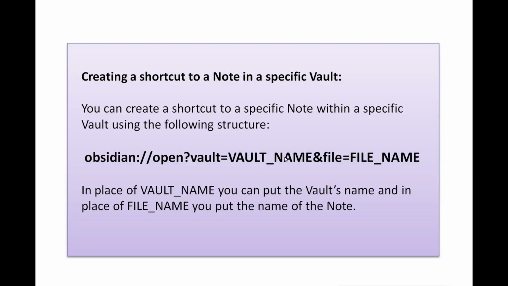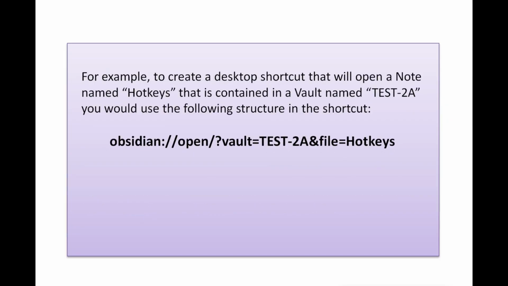So in place of vault name, you put the name of the vault or the vault ID. In place of file name, you put the name of the note, the title of the note that you want it to open to. So for example, if I wanted to create a quick launch desktop shortcut that will open a note named hotkeys that is contained in a vault named test-2a, I would use the following structure. In place of vault name, I put the name of the vault, test-2a, and in place of file name, I put the name of the note within that vault. Let's set that up.